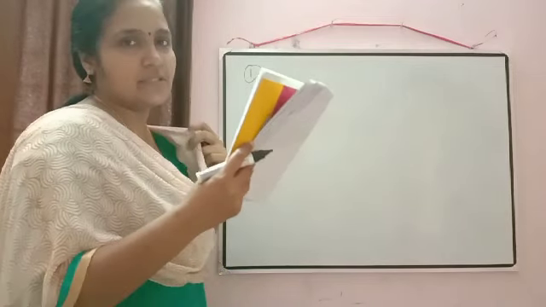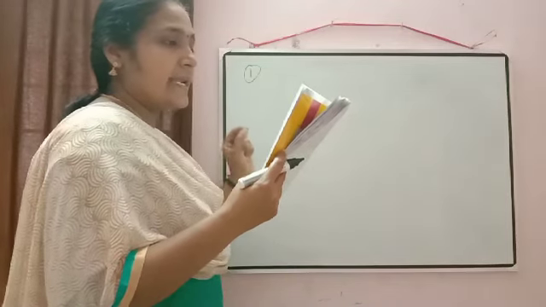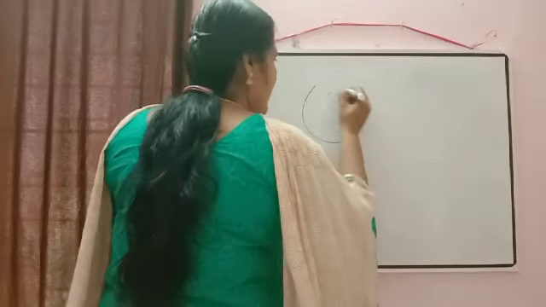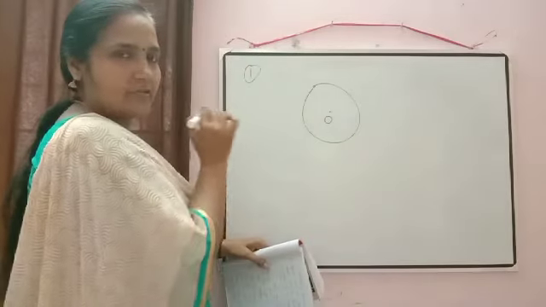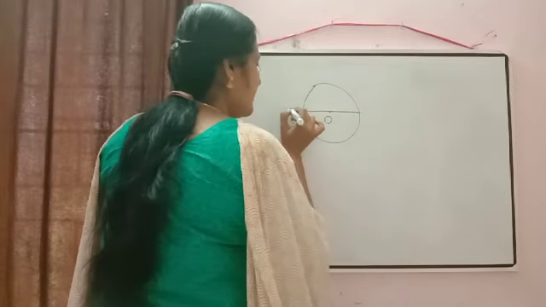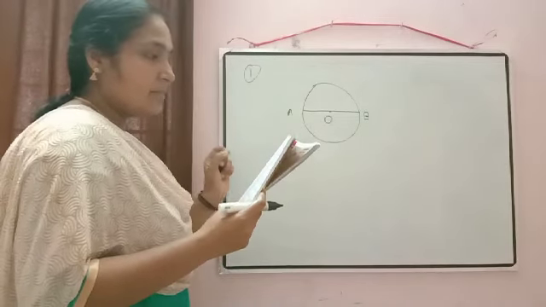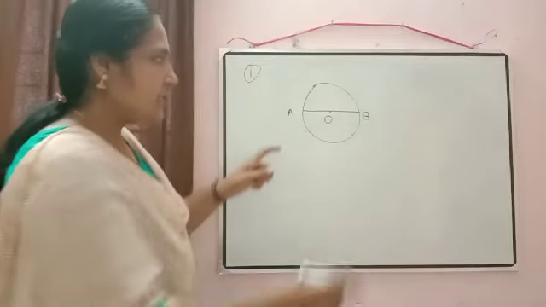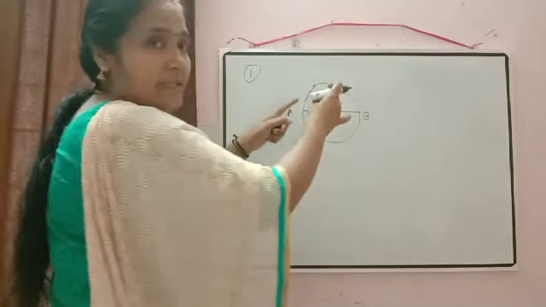First read the question carefully and draw the diagram. Tangents drawn at the ends of a diameter. So first we will draw a circle and a diameter. O we have taken as the center. One diameter I am drawing here, suppose AB. These are the two ends of the diameter. At these two ends we have to draw the tangents.